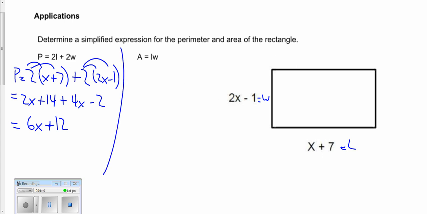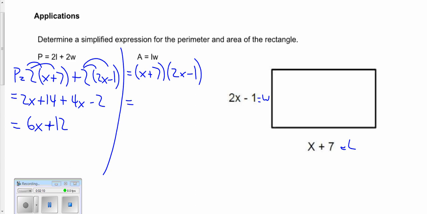Now, if I want to figure out a simplified formula for area, again, area is length times width. So that would be the same as saying, if I substitute that in, that's x plus 7 times 2x minus 1. Okay, so again, I just have substituted in my values for length and width. So now I've got two binomials, and I'm going to multiply those things together using FOIL.